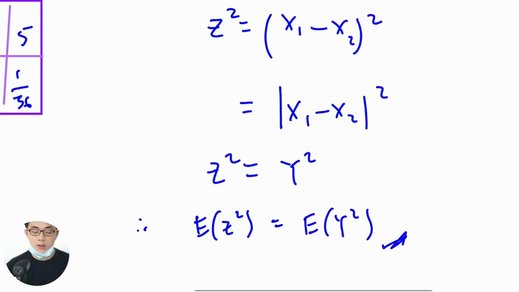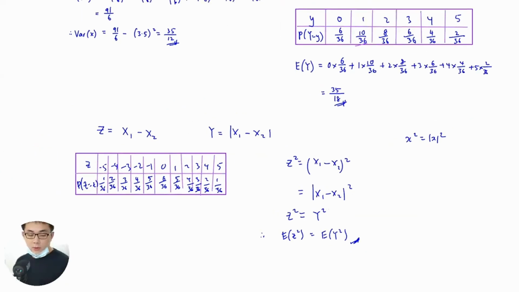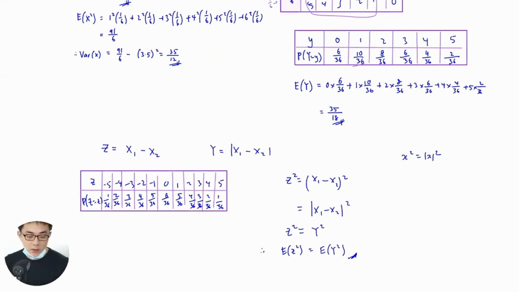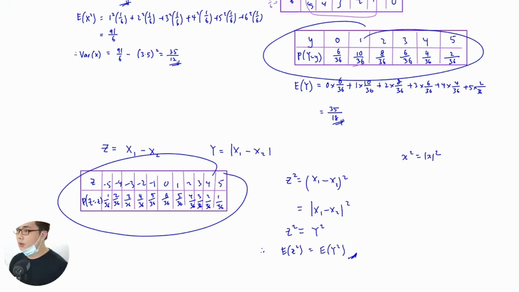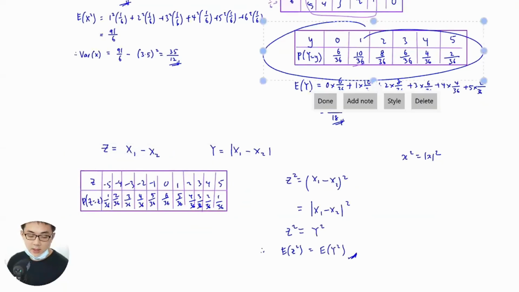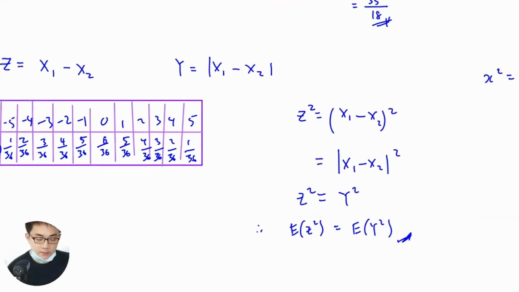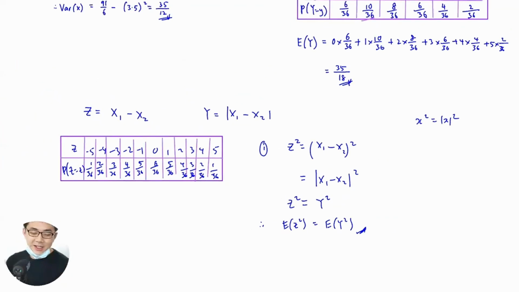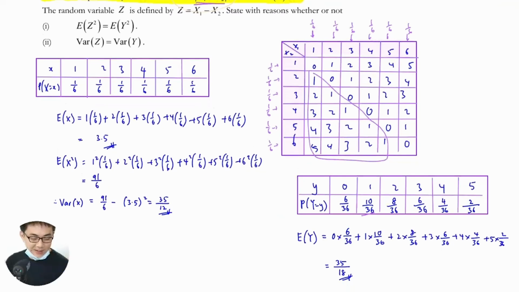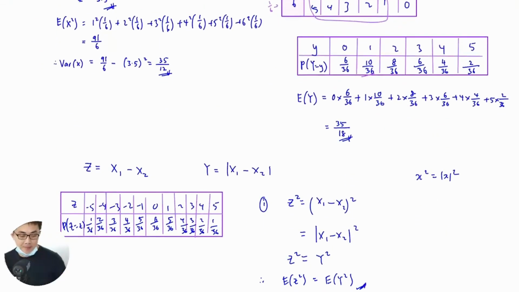Okay, this one is very straightforward because if you were to square this, right, this and this, they will have the same probability distribution table, exactly the same. Okay, so this is the first one. Actually, you can just write it like that. So it's the first part. It's just algebra. And part 2, variance z and variance y, is it the same?